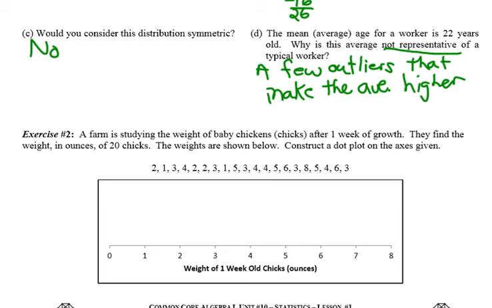All right, now we actually want to make one. A farm is studying the weight of baby chicks. After 1 week of growth, they find the weight in ounces of 20 chicks. The weights are shown below. Construct a dot plot. So every time you see one, you have to put a dot on here. So we have a 2, a 1, 3, 4. I'm going to pause it. You guys finish this and come back and check it.